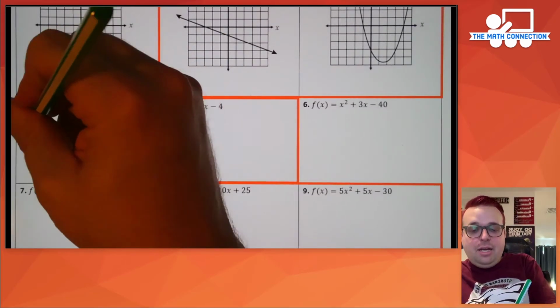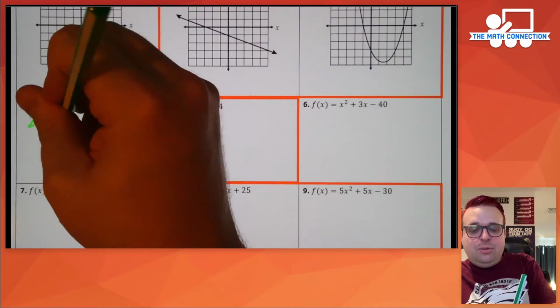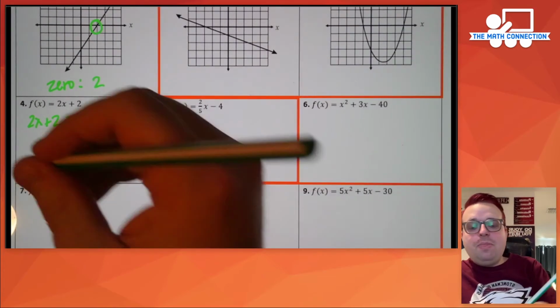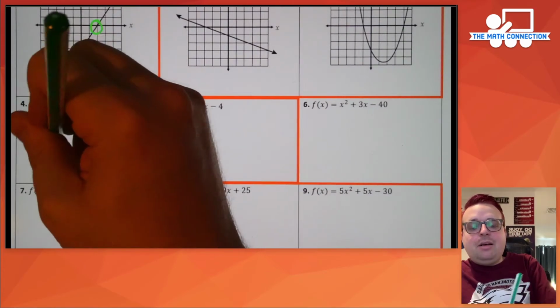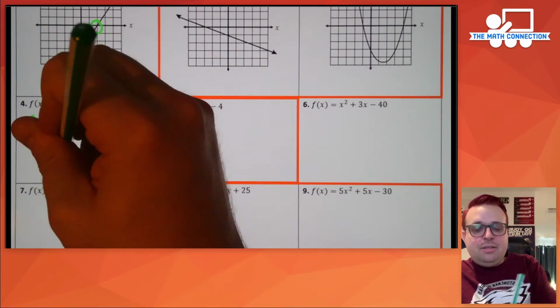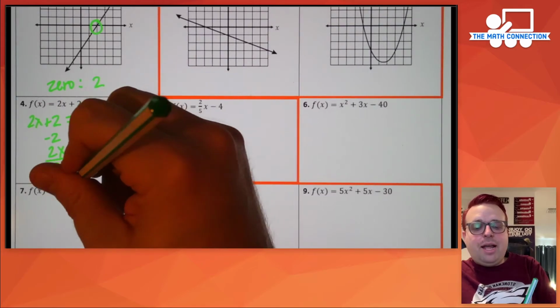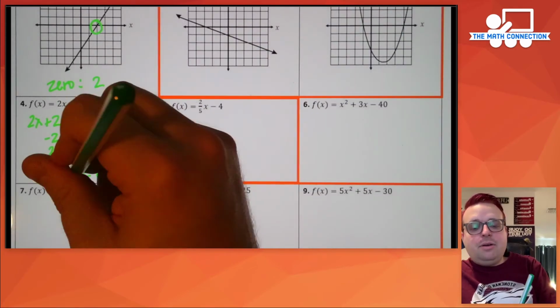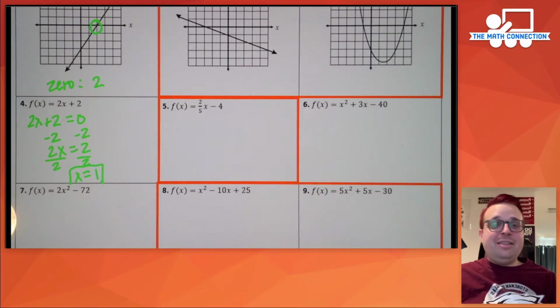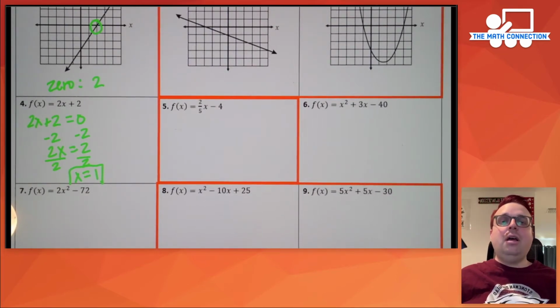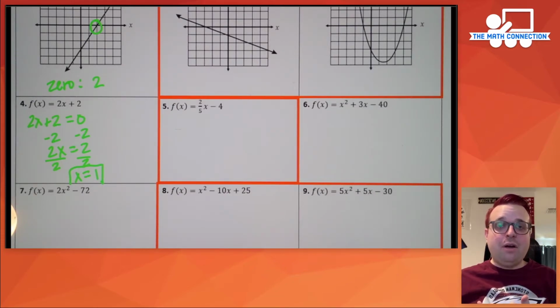We're going to take 2x plus 2 and make it equal to 0. Let me get my x by itself, subtract 2 from both sides. 2x equals 2. Divide both sides by 2, and you get x equals 1. So x equals 1 is a 0 of this function. The way to look at this answer now is to say to yourself, if I plug in 1 to this function, then I should get 0.